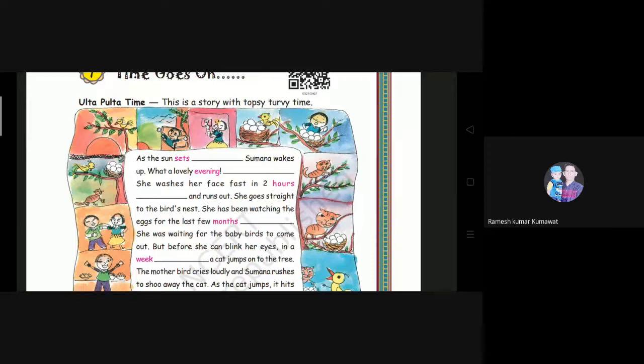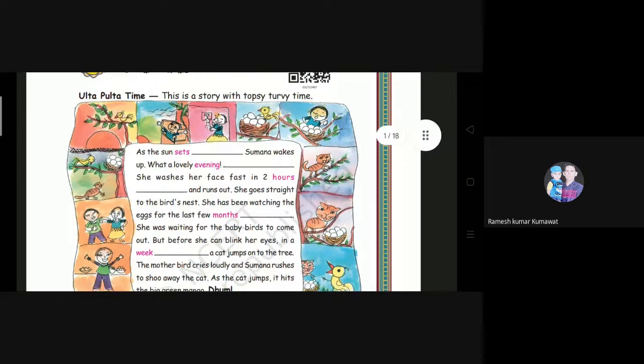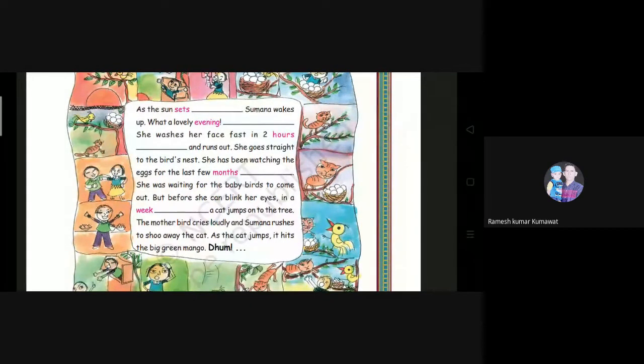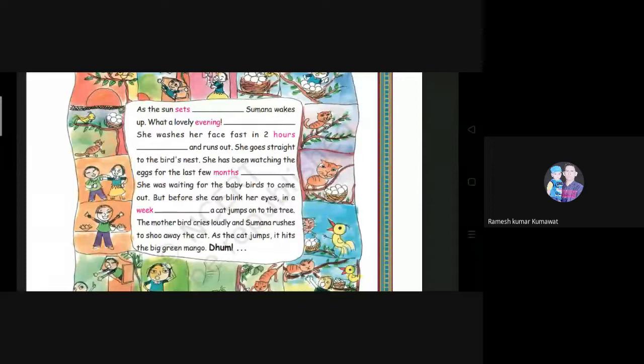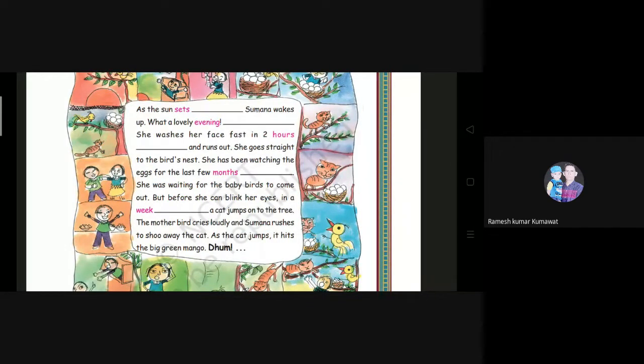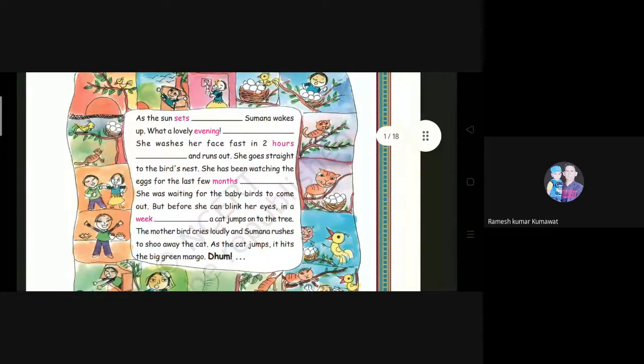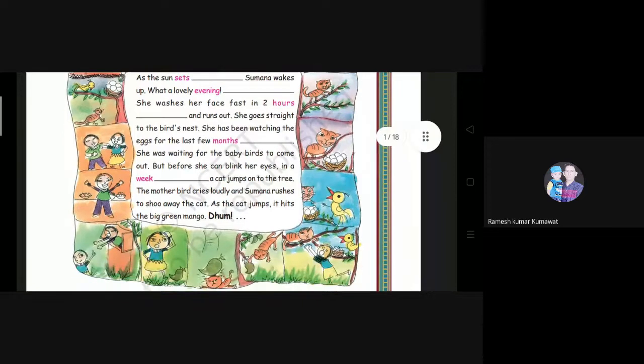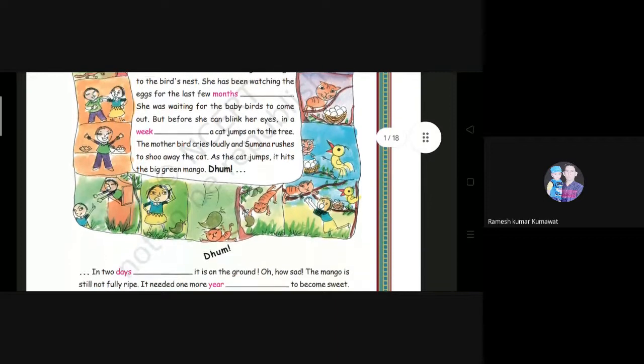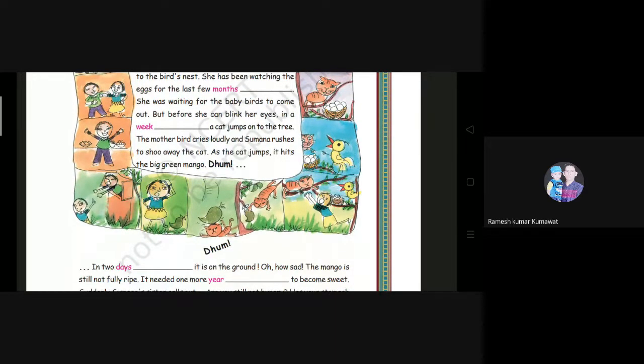This lesson is regarding time. Okay, so let's start with a story that will make you understand it better. So let's see. Suddenly Sumana wakes up, and where did she go? She said, "What a lovely evening!" And she washed her face and in 2 hours she runs out. वो बर्ड्स के नेस्ट देखने गई क्योंकि लास्ट फ्यू मंथ्स वो उस नेस्ट को ऑब्जर्व कर रही थी. There were some eggs in that nest, and that's why she wanted to see what happened to the eggs. But suddenly she found out that a cat jumped there to see the eggs, and the mother bird cried very loudly. Sumana rushes to the nest and she shoos away the cat. She chased the cat away. As the cat jumps, it hits the big green mango. When the cat jumped, it hit a big mango and with a thud it fell out.